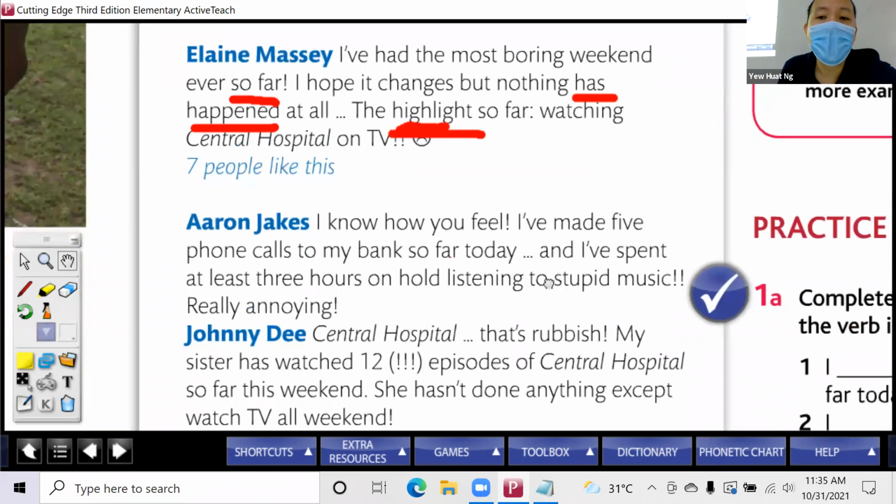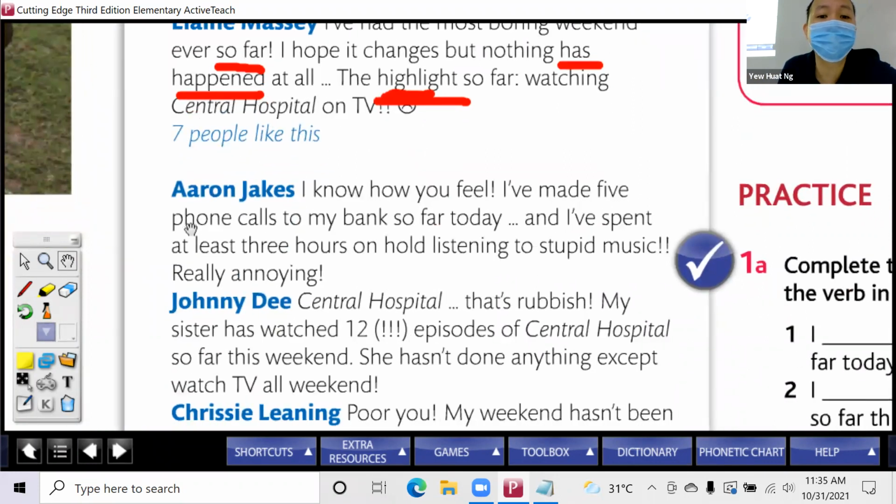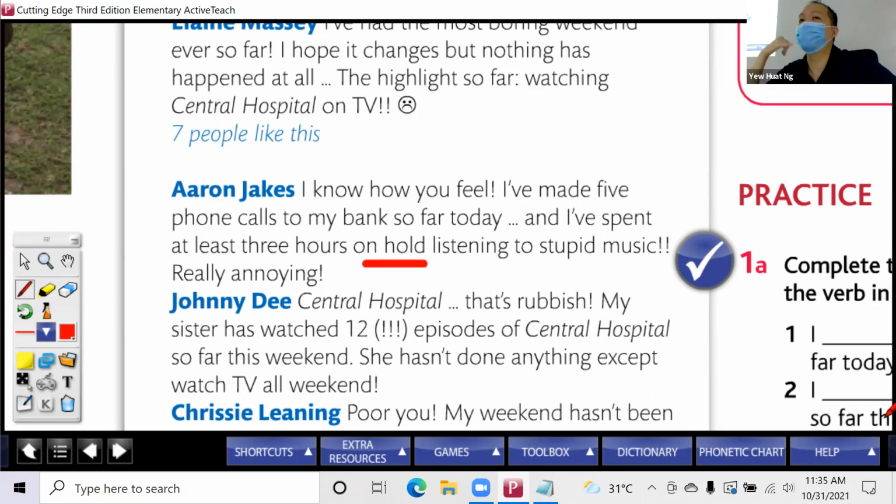I know how you feel. I have made 5 phone calls to my bank so far. Can you see I have made 已经打了5通电话. I've made 5 phone calls to my bank so far today, and I have spent at least 3 hours on hold. That means the person is just holding on to the phone waiting, okay? Listening to stupid music, really annoying.